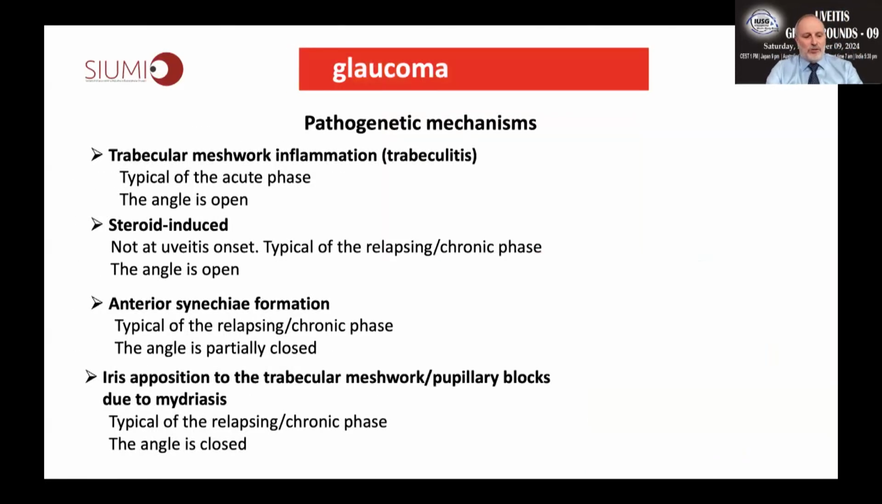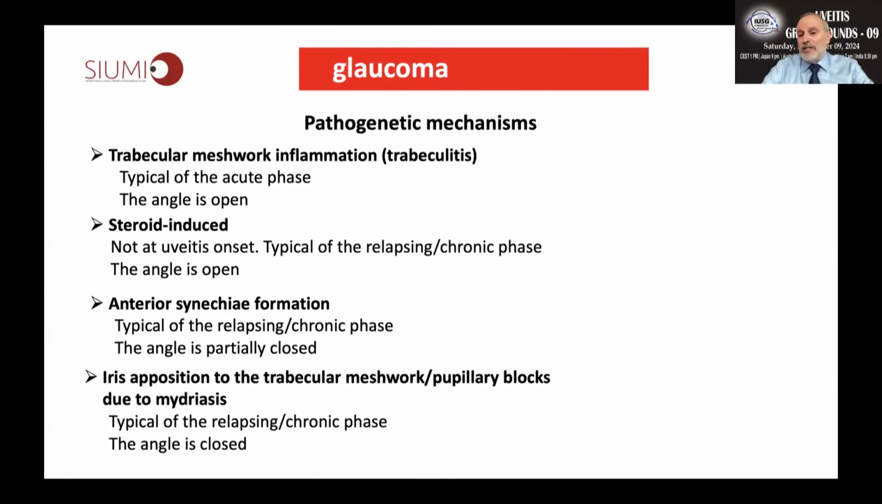So what about glaucoma? Going into the specific discussion of the cases, we all know there are different pathogenetic mechanisms of glaucoma in all uveitis, especially in the viral ones. There is inflammation of the trabecular meshwork, trabeculitis, that is typical of the acute phase, and in which the angle is open. Steroid-induced glaucoma is typical of the relapsing or chronic phase, especially if you use corticosteroids long term. The angle is gonioscopically open, of course, but the resistance is within the trabecular meshwork.